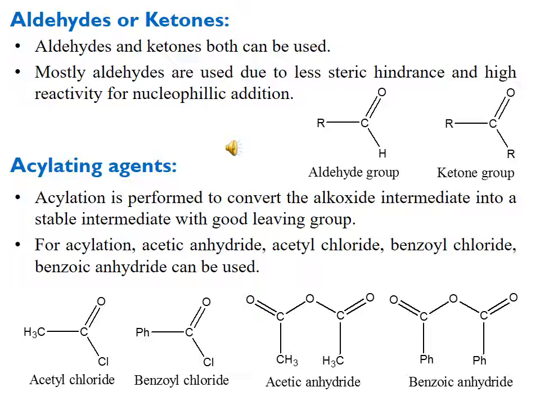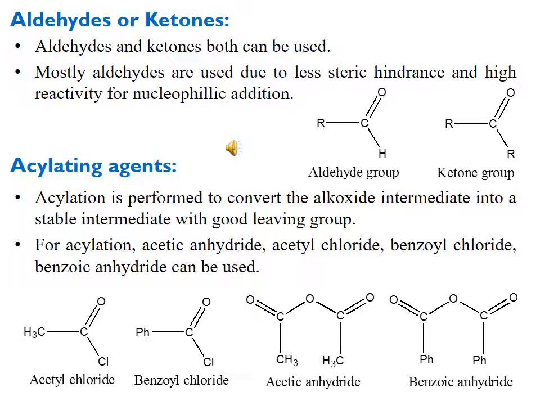One of the steps is acylating. After reaction with aldehyde or ketone, the next step is the acylation of the alkoxide, and this is done by an acylating agent. Different acylating agents are used for this purpose. Acylation is basically used to convert the alkoxide intermediate into a stable intermediate with a good leaving group. Because at the time of elimination this O minus has to be eliminated. This O minus has been created from the aldehyde carbonyl, and as it is not a good leaving group in this form, it is converted into a good leaving group by treating with an acylating agent.